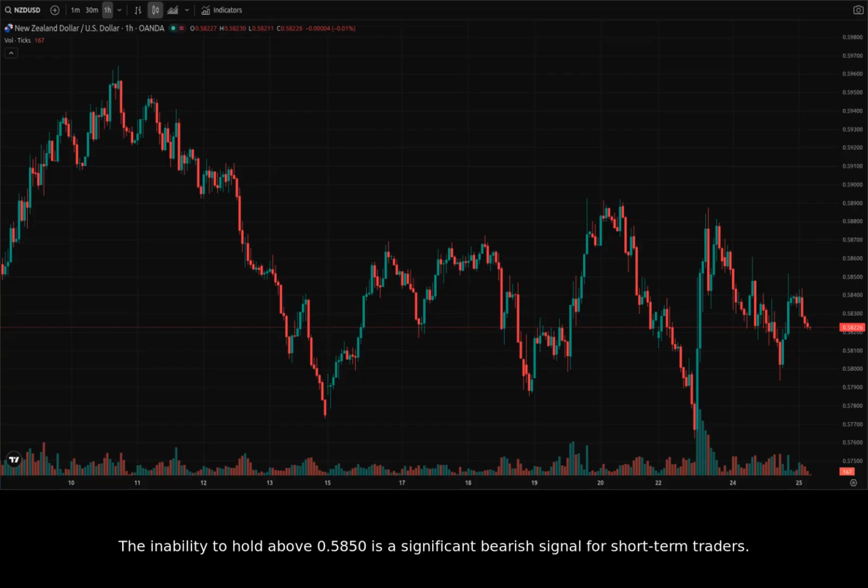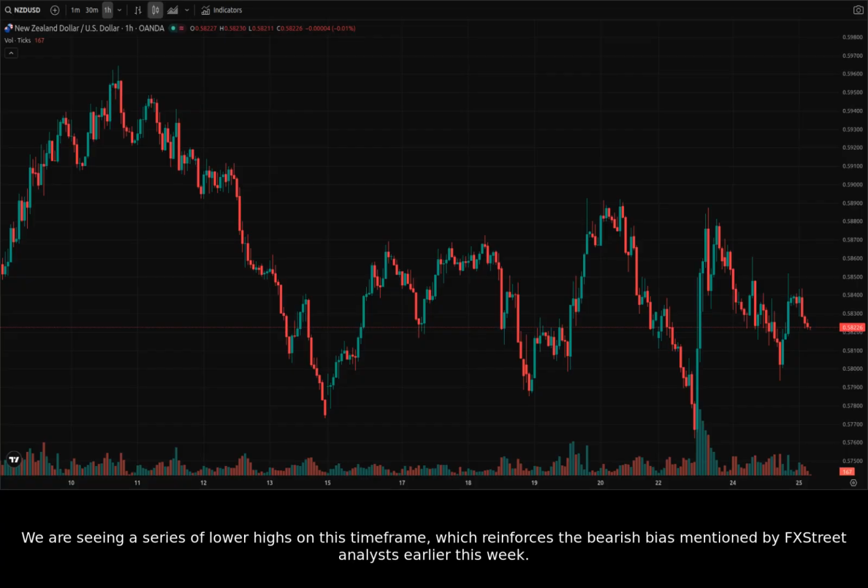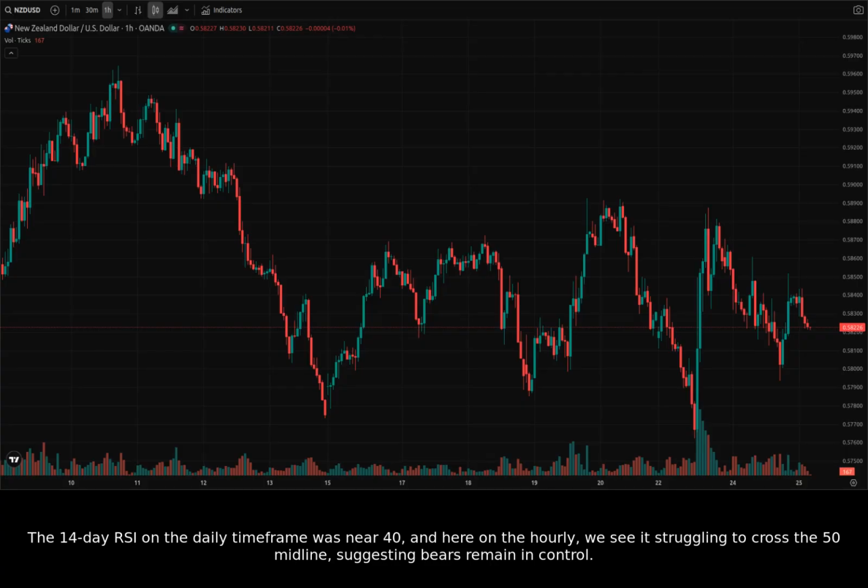The inability to hold above 0.5850 is a significant bearish signal for short-term traders. We are seeing a series of lower highs on this time frame, which reinforces the bearish bias mentioned by FX Street analysts earlier this week. The 14-day RSI on the daily time frame was near 40, and here on the hourly, we see it struggling to cross the 50 midline, suggesting bears remain in control.